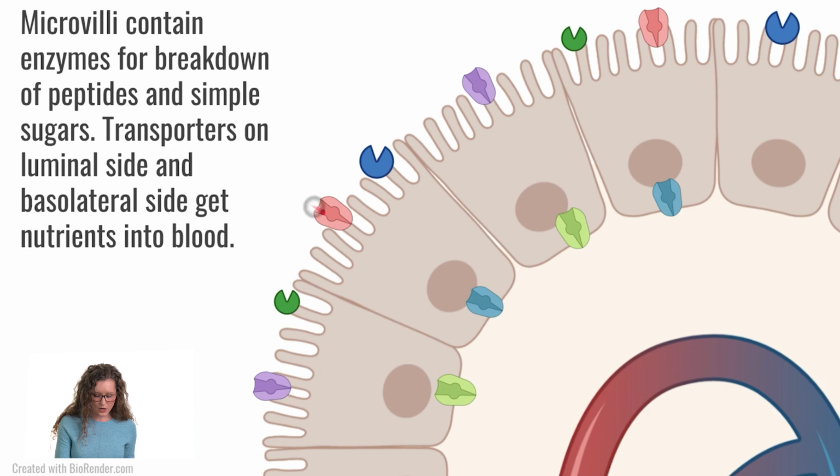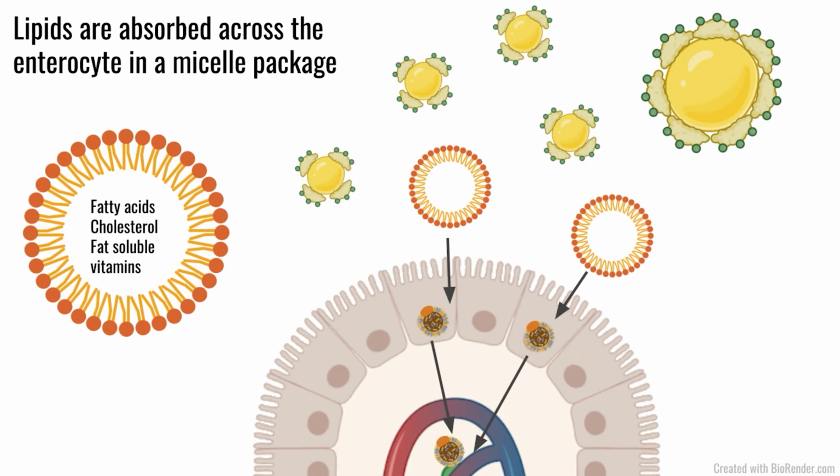Once a nutrient has gone through the luminal side, traveled through the enterocyte, and then exited out the basolateral side, then it can enter into the bloodstream, and for the proteins and the carbohydrates, it will go straight to the liver. The liver gets the first pass of those nutrients. Things are a little bit different when it comes to fats.